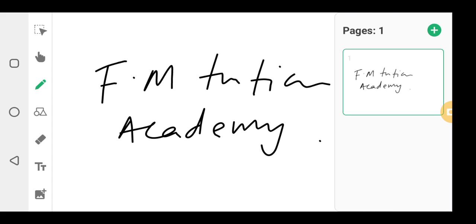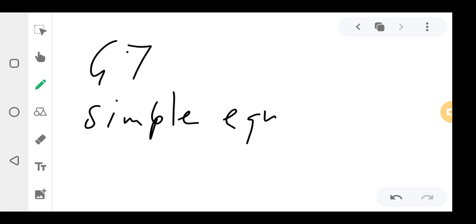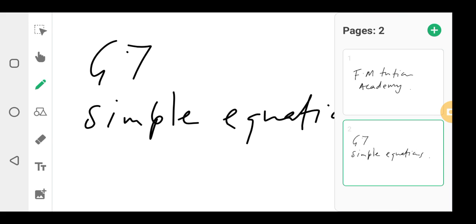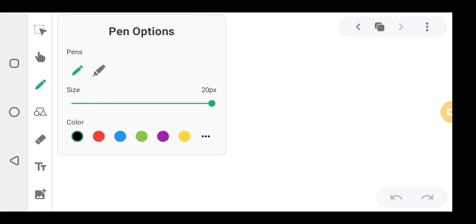Okay, today we'll be looking at grade 7 simple equations. That's the topic. How do you solve simple equations? There are some things I want to explain. For example, if they give you 2x minus 4 is equal to 6.